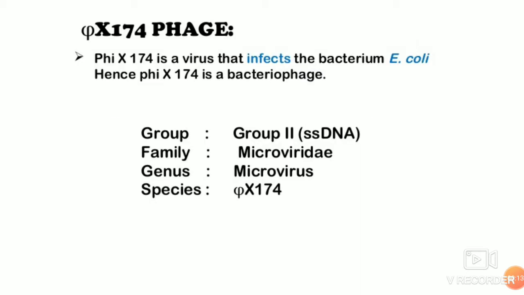This presentation is on bacteriophage φX174. It is a bacteriophage, so it infects bacteria. Basically, E. coli is the main target for this phage, and it belongs to the family Microviridae, genus Microvirus, and species φX174. It was in group 10 of the large family of bacteriophages. This was the 174th isolate, so it is named φX174.